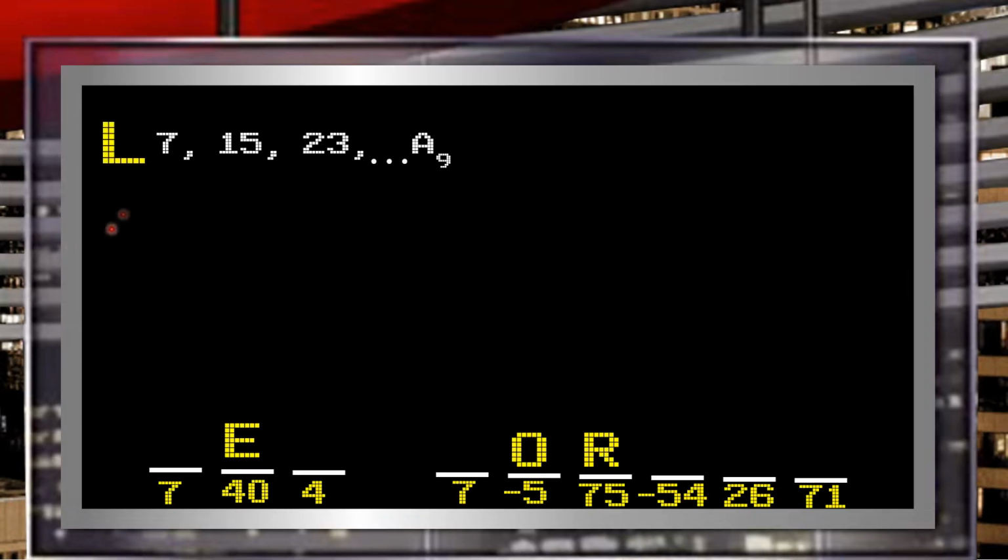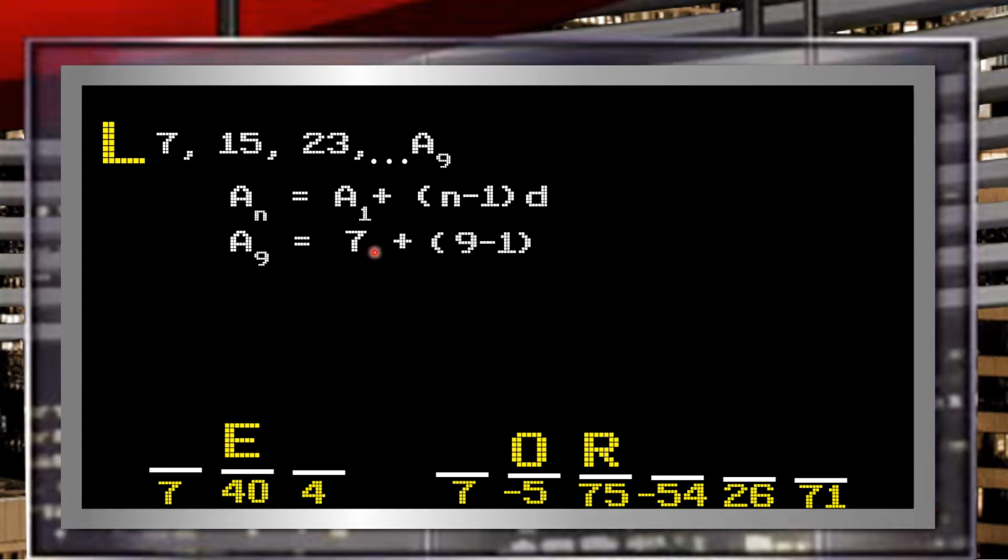Now, ito naman. 7, 15, 23, and we have to find the 9th term. So again, with the formula, let us substitute. A sub n is a sub 9 equals, the first term is 7 plus the n or the number of terms is 9 minus 1, and the common difference is 7 to 15 or 15 to 23 is 8.